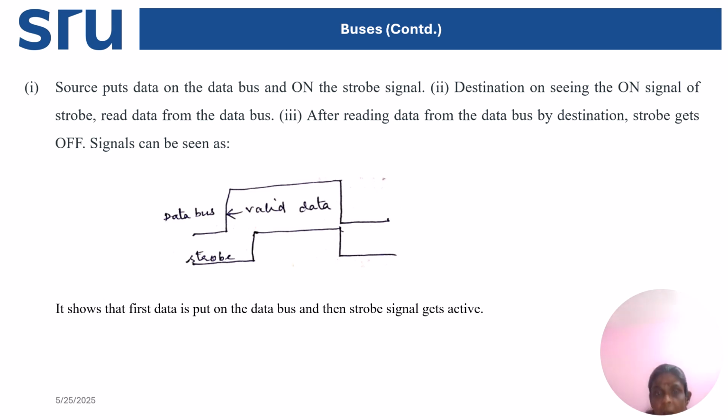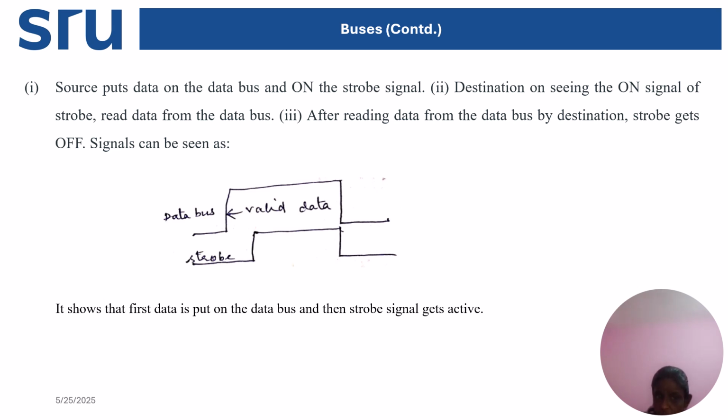Third step, after reading data from the data bus, the destination turns the strobe off. So the strobe signal automatically comes down and it is readily available for the next data transfer from the source to the destination. And this is represented in terms of signals.